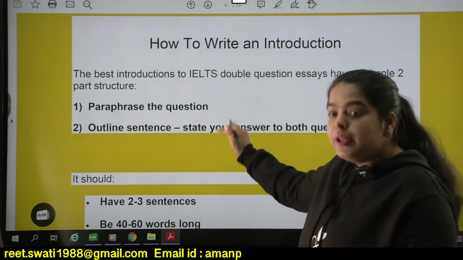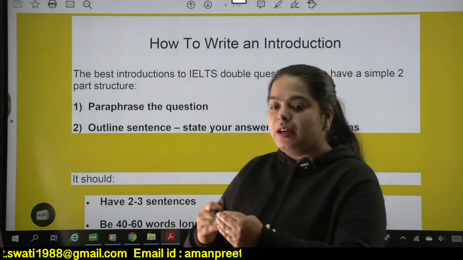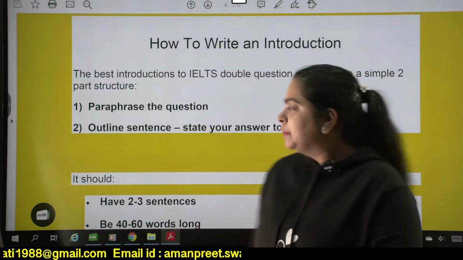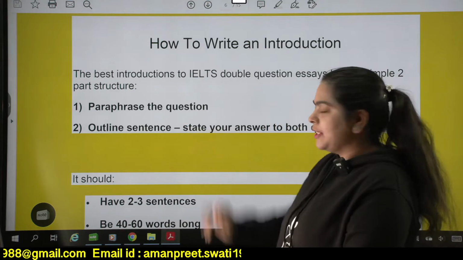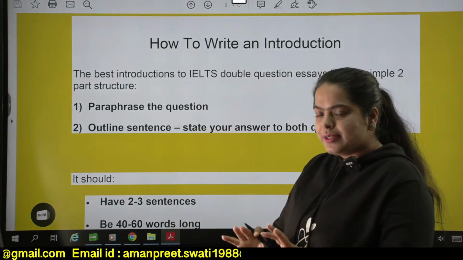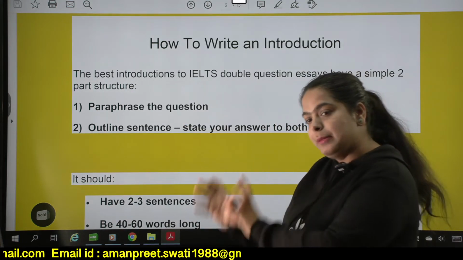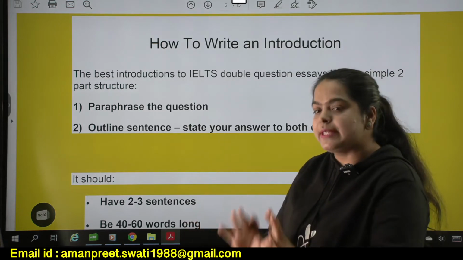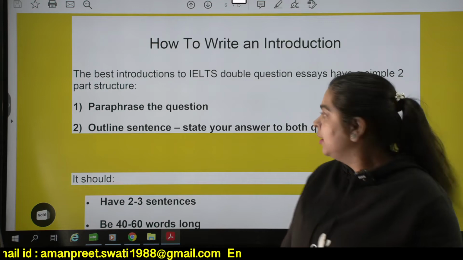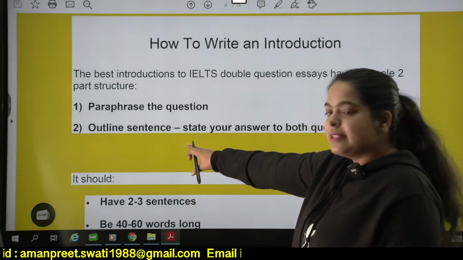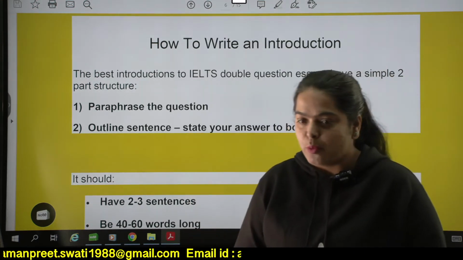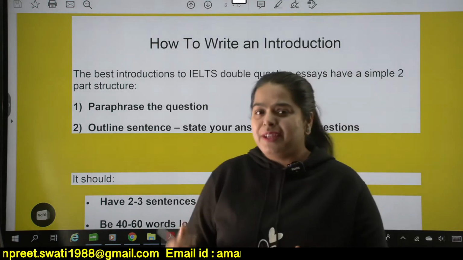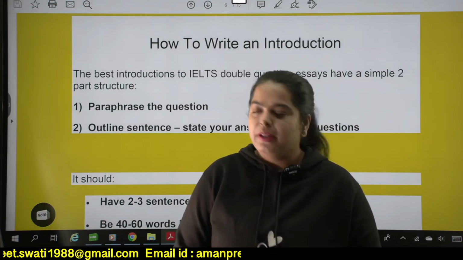But now we are going to take the things one step further, right? You have to paraphrase the question, whatever the question is. So you have to use different terminology to give that explanation, different words for the same statement. That is your paraphrasing. And then the outline sentence, that means you have to give an answer to both of the questions. This really seems difficult, so let's make it very simple.